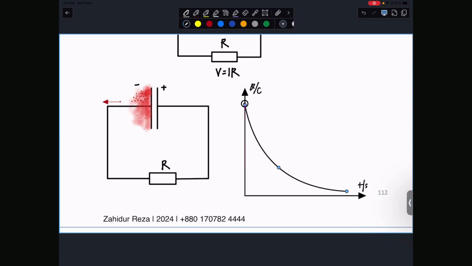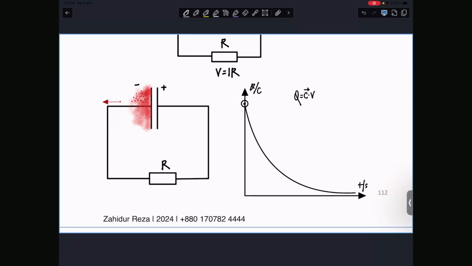Yeah, decreasing at a decreasing rate, and you'll find that the x-axis is actually an asymptote. So it will never meet, and that is the graph for discharging. Okay, now this is the graph for what? Charge. But we know that Q equals CV, where capacitance is constant.